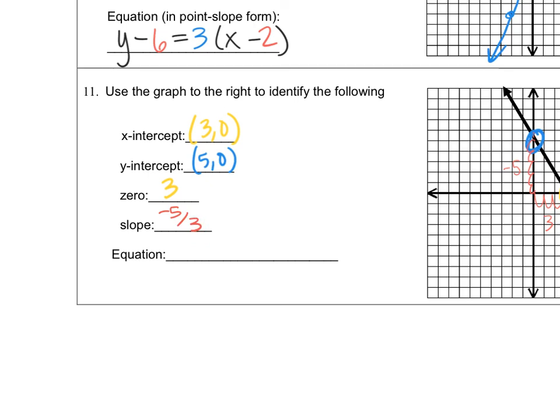Oh, I'm so sorry, I wrote that y-intercept incorrectly. Let me erase. Okay.